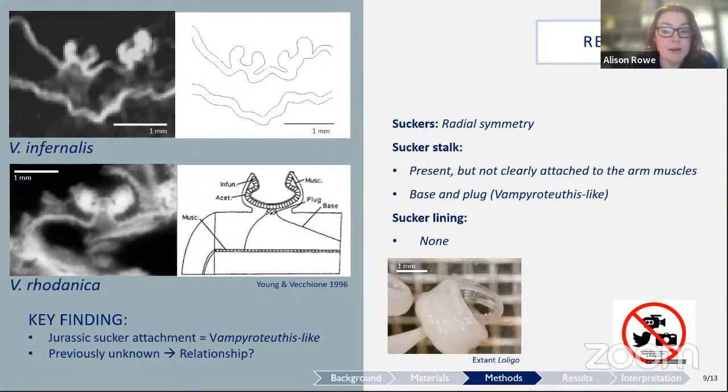Additionally, we were able to determine that Vampyronassa suckers had radial symmetry, and this is known commonly in octobrachia. We can see that the sucker stalks are present, but not clearly attached to the arm muscles, and you can see the ghost-like shading almost. And there's no evidence of a sucker lining, which is a feature seen in some decabrachians, and you can see it here in an extant Loligo.